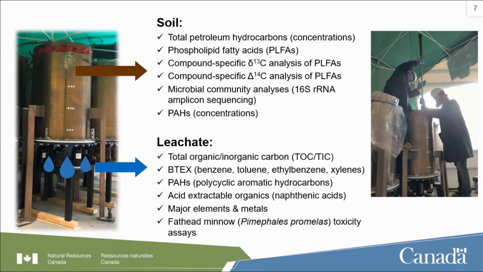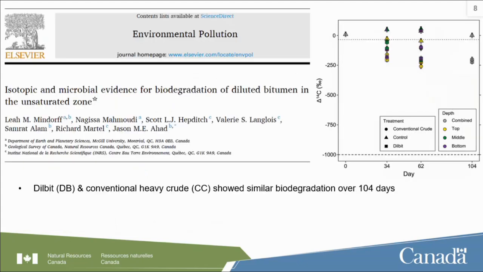We looked at microbial community analysis, and in the leachate, we analyzed DOC, BTEX, benzene, toluene, ethylbenzene, and xylene, PAHs, polysaccharides, and hydrocarbons. BTEX and PAHs are typically considered the most toxic constituents from oil spills. That's why they were included. Also acid extractable organics, which include naphthenic acids, a major toxic component in bitumen. We looked at metals, and we carried out toxicity analysis on the water over time using fish and minerals.